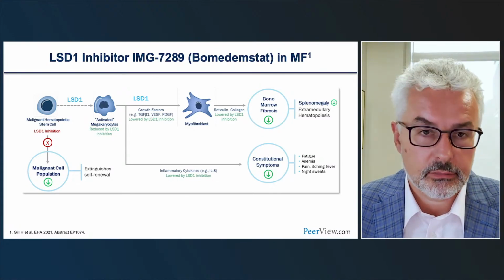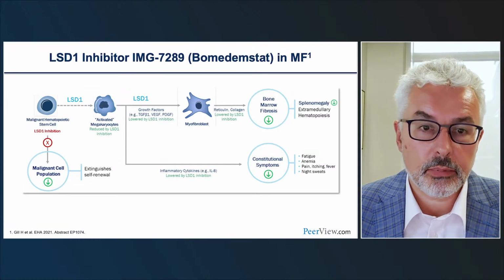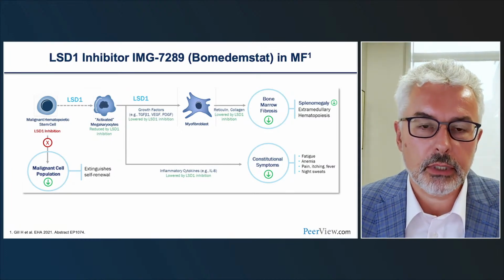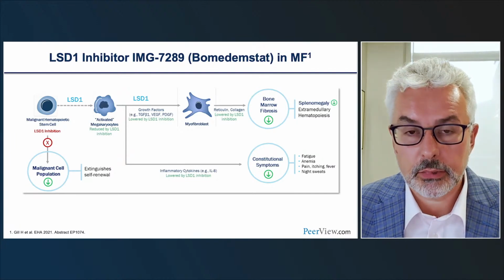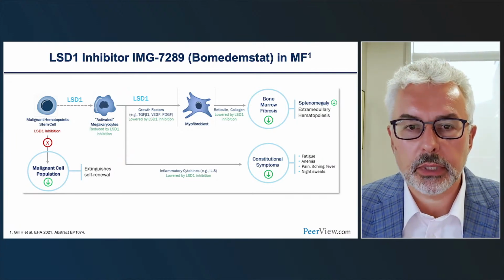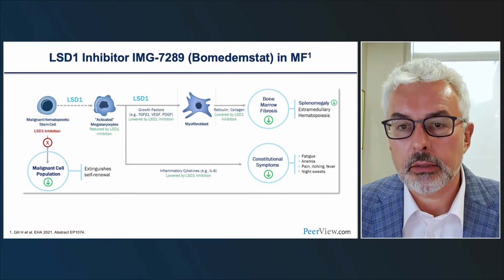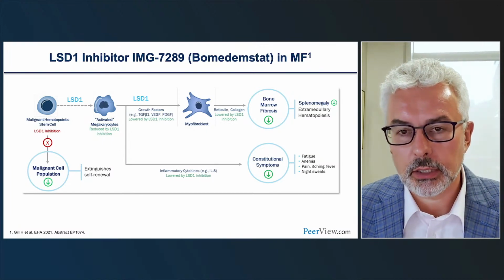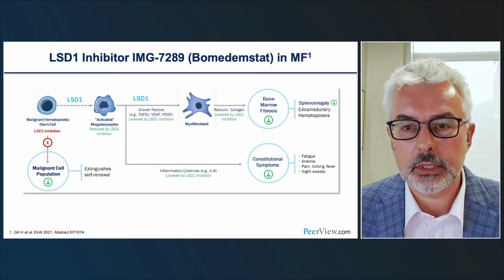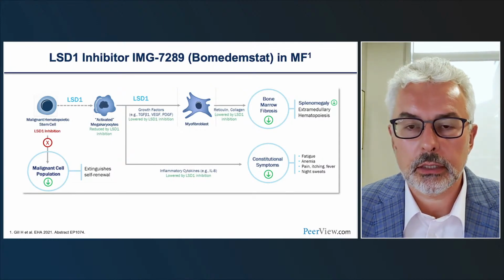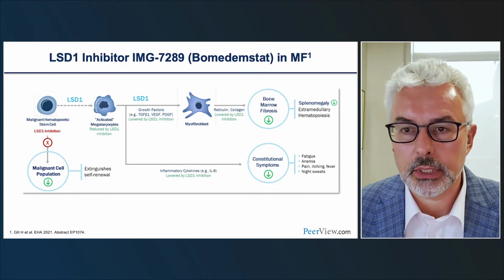There are others, like LSD1 inhibitor IMG 7289 or bomedestat. This one would plausibly work in a similar way, having, as you see on this cartoon, effect on malignant hematopoietic stem cells, which would then not lead to the activation of megakaryocytes, which would not lead to enhancement of the growth factors and fibrosis in the bone marrow, and affecting that process of differentiation and inflammation of different cells and the presence of cytokines in bone marrow would plausibly decrease the bone marrow fibrosis, decrease the constitutional symptoms, and that leads to clinical benefits of improvement of blood cell count, improvement in quality of life, and possibly even decrease in the splenomegaly.